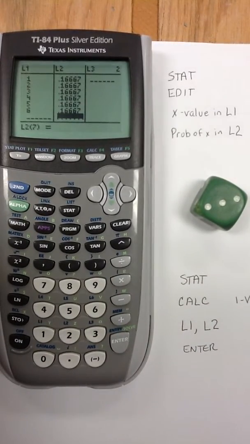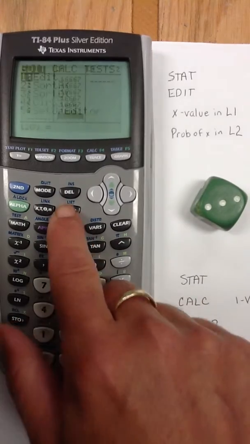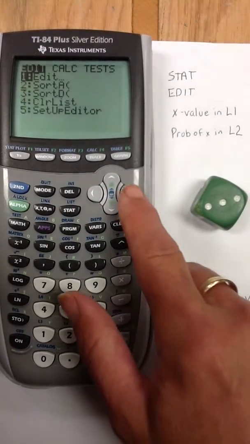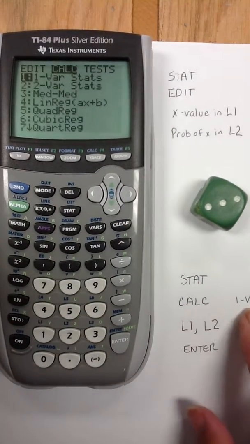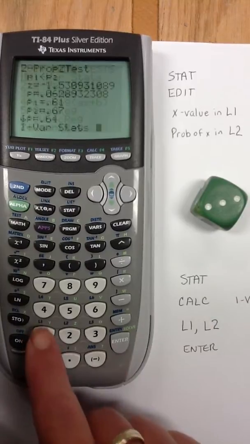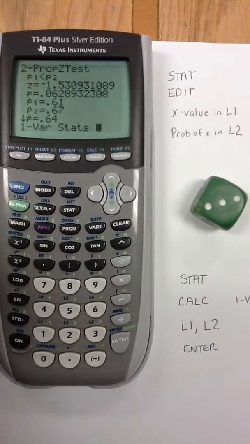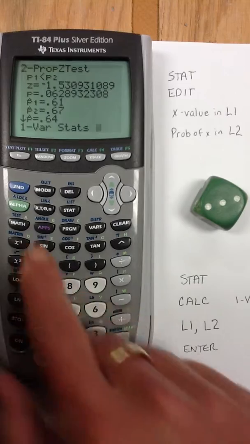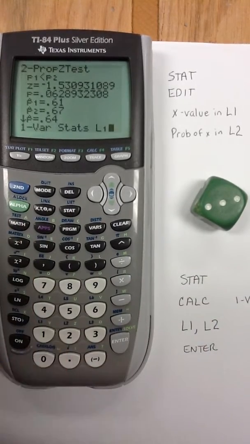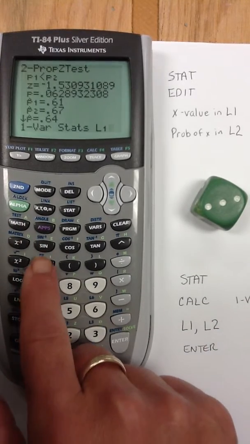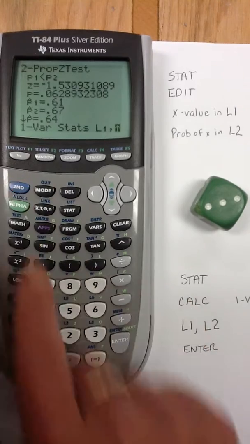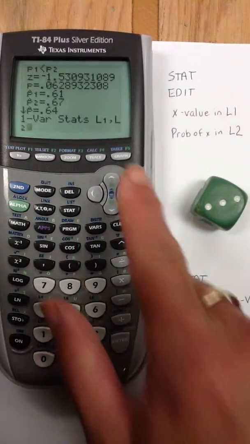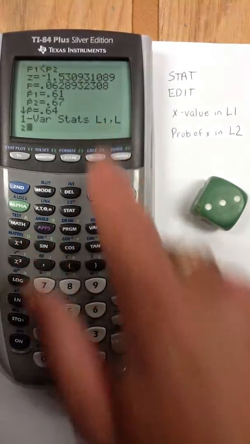Once I have those entered, I can just hit my Stat, and then go to Calculate, and then var stats again, like we did last chapter. And I'm going to tell it to use list 1, and here's a comma, and list 2. Don't put anything else in there, just L1, comma, L2.